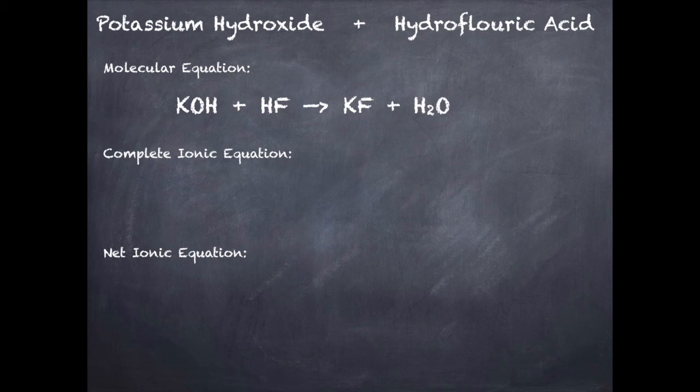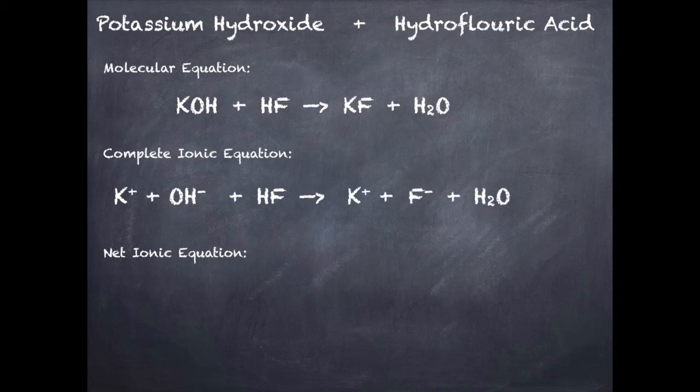So now I need to break up anything that is soluble. Now, we're not going to use that term here because instead we're going to talk about them being able to dissociate. So KOH is a strong base, which means it is going to completely dissociate, meaning it's going to break up into its ions. So this would become K plus and OH minus. HF is a weak acid, so it's not going to break up, so it's going to stay as HF. Then for KF, we're going to now look at our solubility rules. Remember, from your solubility rules, group 1 metals are always soluble. So KF is going to break up, so it's going to be K plus and F minus.